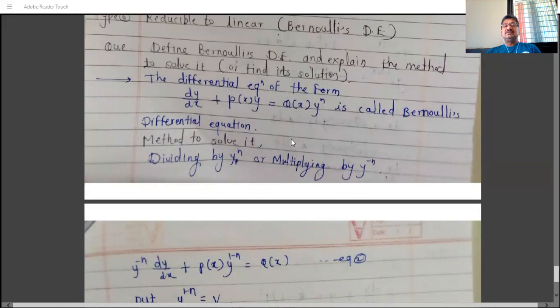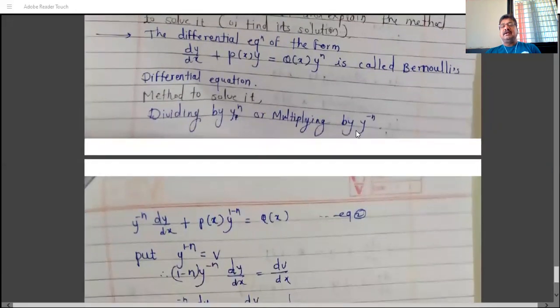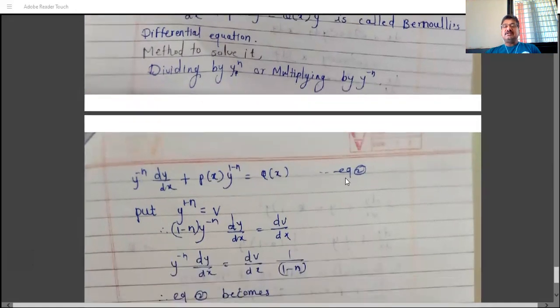Now, the method to solve Bernoulli's differential equation. The first step is dividing by y raised to n, or multiplying by y raised to minus n, on this side. So we have y raised to minus n dy by dx plus p(x) y raised to 1 into y raised to minus n is y raised to 1 minus n. Base same, addition of powers. So 1 minus n is equal to q(x), and y raised to n into y raised to minus n is y raised to 0, that is 1. And this is, suppose, equation number 2.